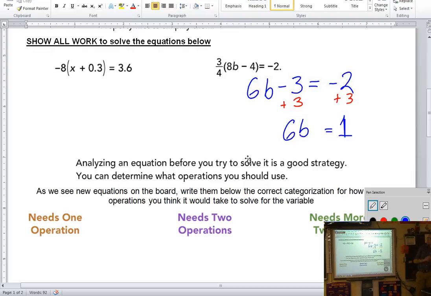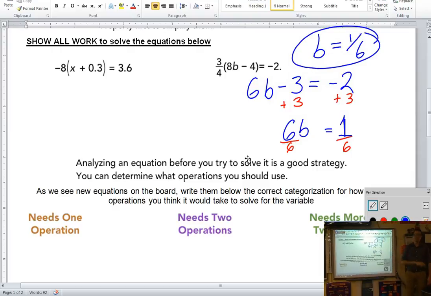Anthony, what do I do to get my b by itself now? Yeah, really, we're dividing by 6 on both sides. This just kind of disappears. So my answer just becomes b is equal to 1/6. And if you want the decimal, this is the really cool one. That becomes 0.16, and the 6's repeat forever. 1/6 is a cool fraction to decimal conversion. But here, we would prefer the fraction since the decimal is a repeating value.